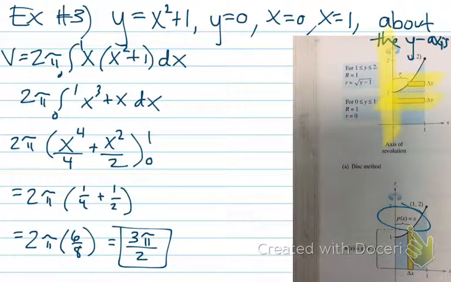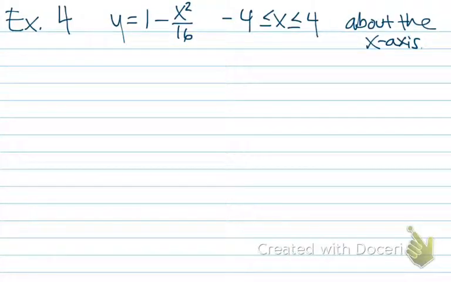Sometimes, however, the vice versa happens. Sometimes the disk method is preferable over the shell method. So let's look at example number 4. All right, this is example 4 from page 431. If you look at the picture, you can see that it's a pontoon that's being made in that shape on the picture. It says it's designed by rotating the graph of 1 minus x squared over 16 around the x-axis from -4 to +4 on the x-axis.